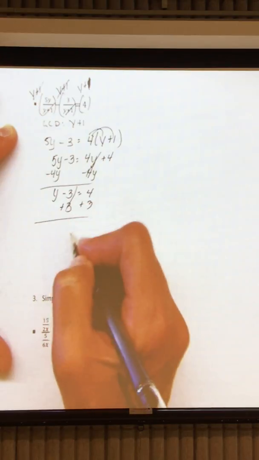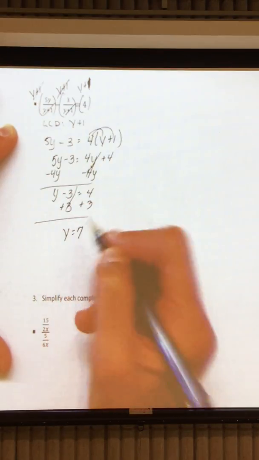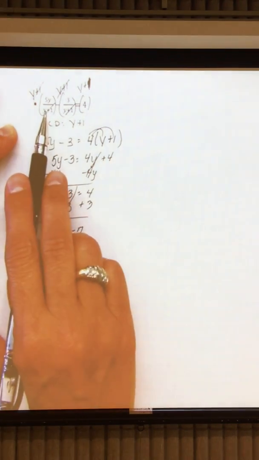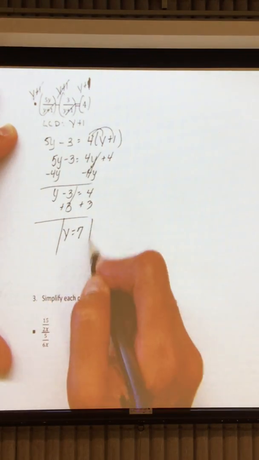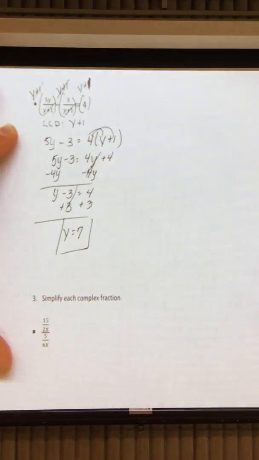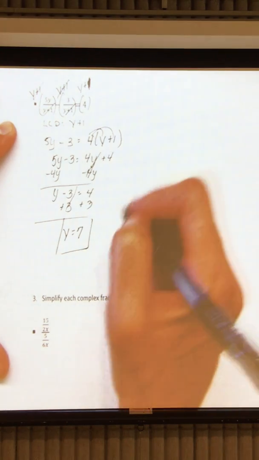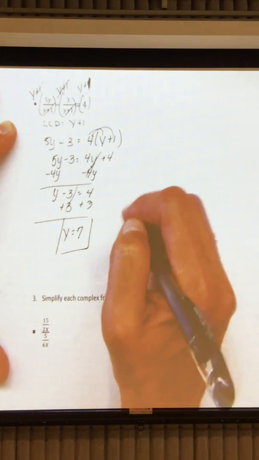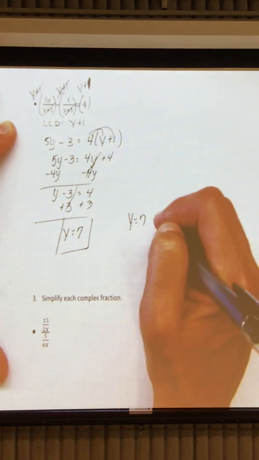Add 3 to both sides. Y is equal to 7. And when we plug in 7 back into the equation, we don't have any denominators of 0. Therefore, 7 is a solution.